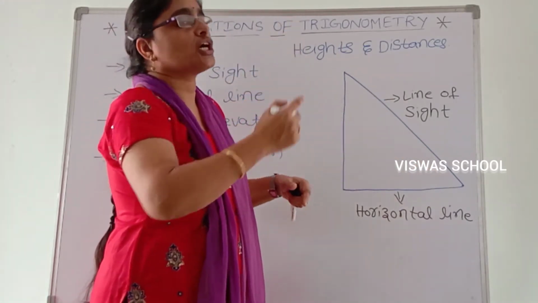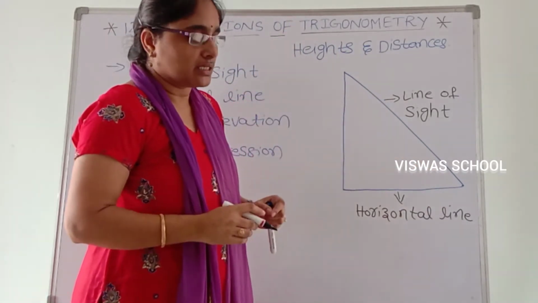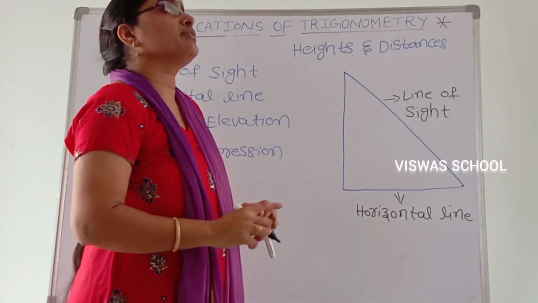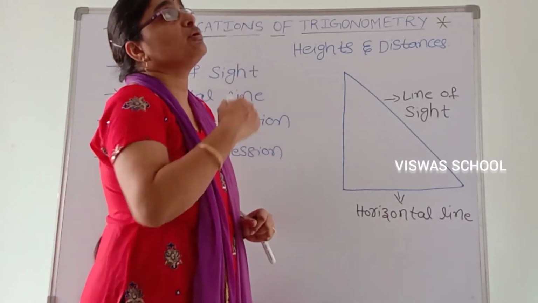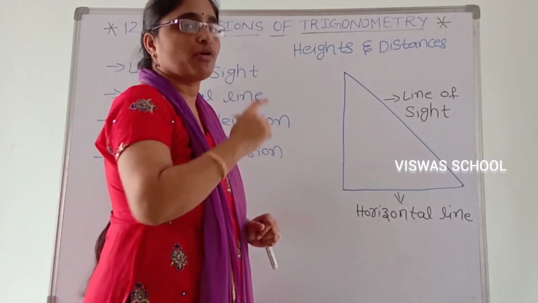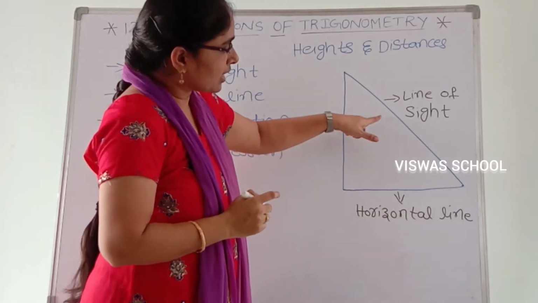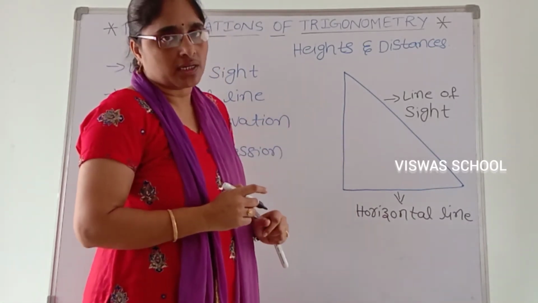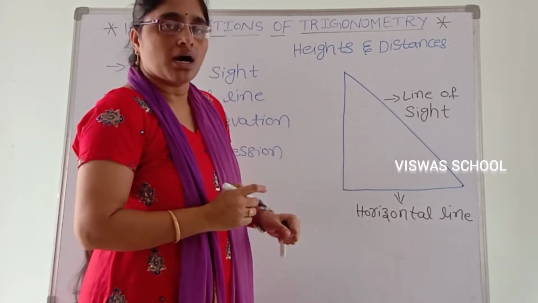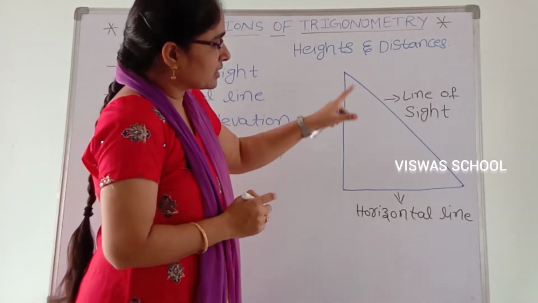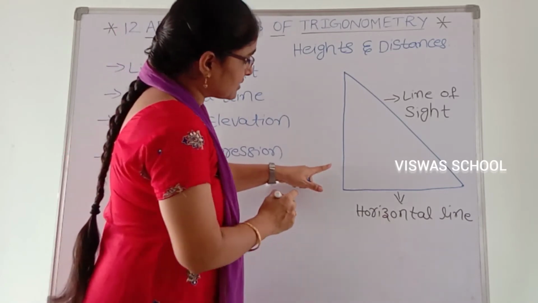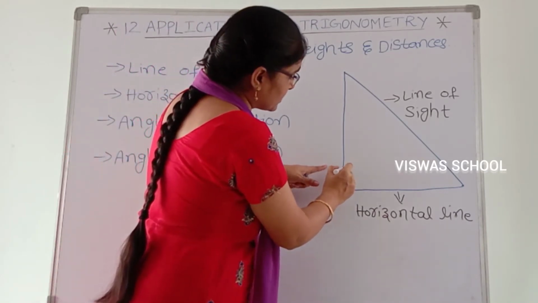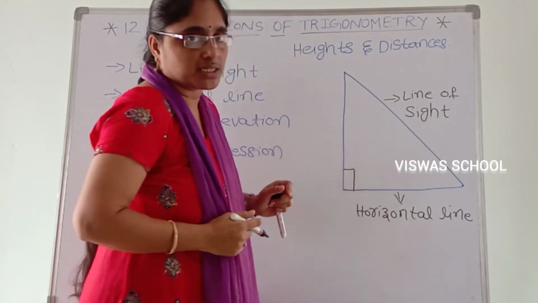In this case, a person is standing here and looking at the top of the object. I am standing here and, to find the height of a pole, I am looking at the top of the pole. In that case, the line of sight is above the horizontal line. And here this is a right angle triangle, with the right angle at this point, which is 90 degrees.